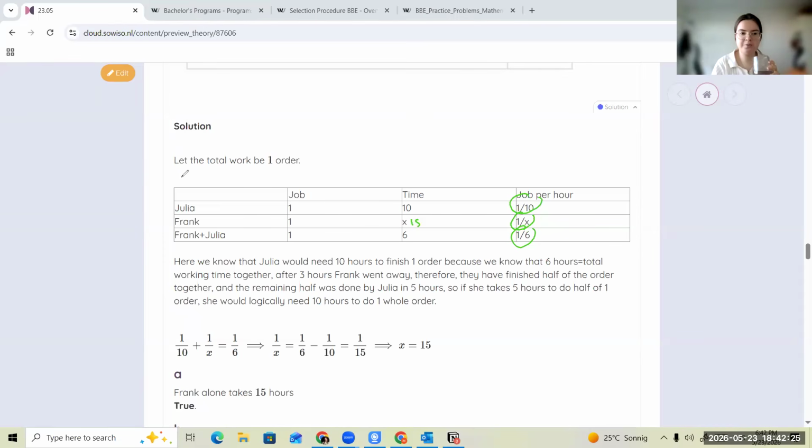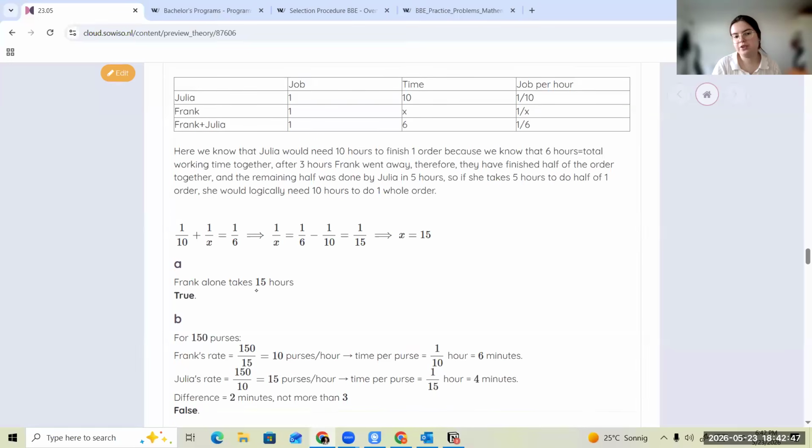After you figure out this part, it takes a bit more time, but then you can solve all the rest of the statements pretty easily. So sometimes on the exam, it's worth investing 2 or 3 minutes at the beginning to then solve everything in like 30 seconds per statement. So don't be afraid if something is taking you too long. At first, it usually gets easier as you find more and more things. So yeah, Frank only takes 15 hours. We just found it out.